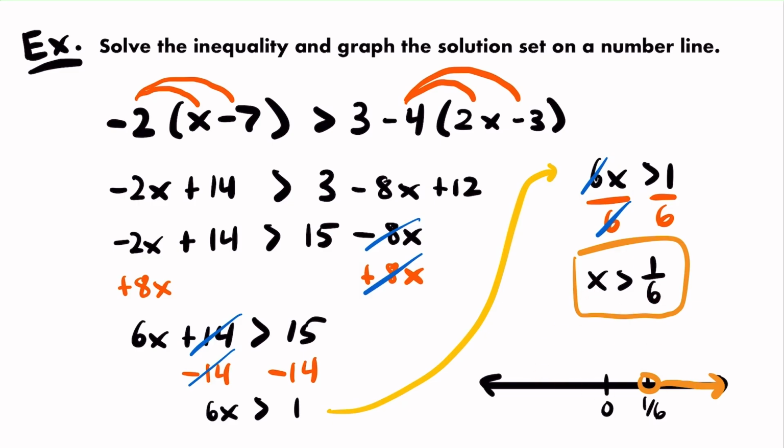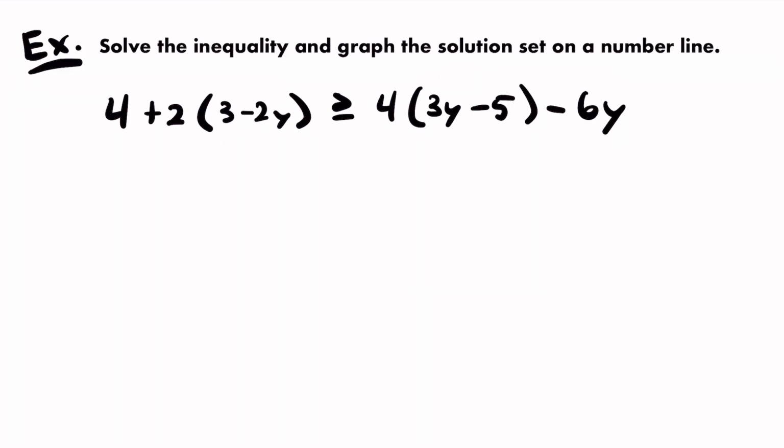Let's take a look at one more inequality for this video. Alright, so for our last example, we once again want to solve the inequality and graph the solution set on a number line. And we're given this inequality of 4 plus 2 times the quantity 3 minus 2y, and that is greater than or equal to 4 times this quantity of 3y minus 5, and then we were subtracting 6y.